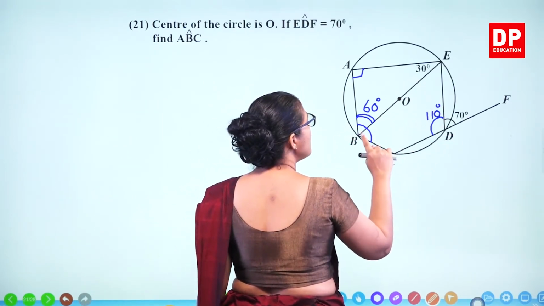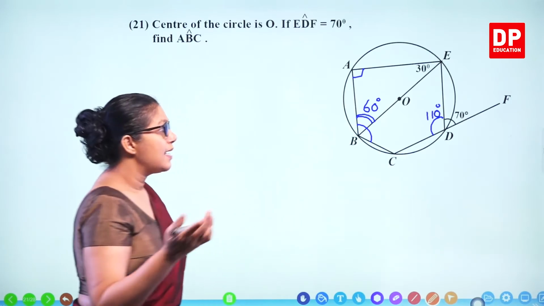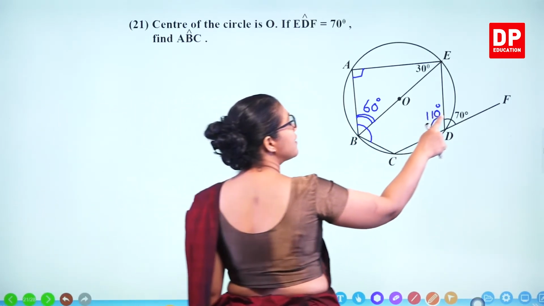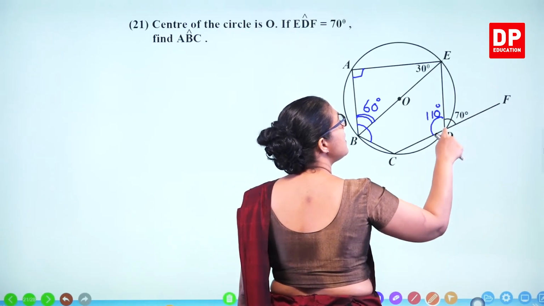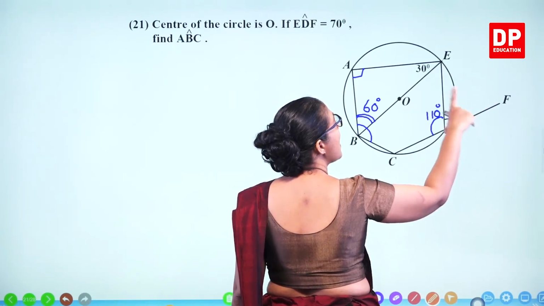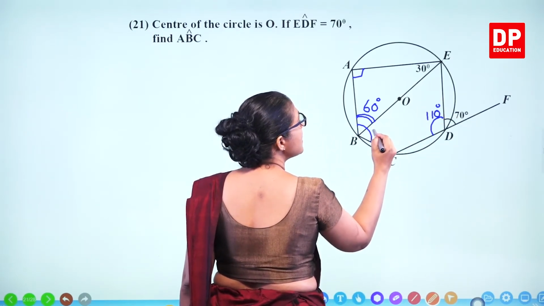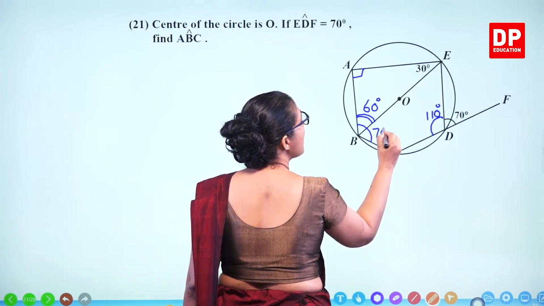Now think about BCDE, cyclic quadrilateral. This is the angle in between tangent and the chord. That's equal to opposite interior angle. So this becomes 70.